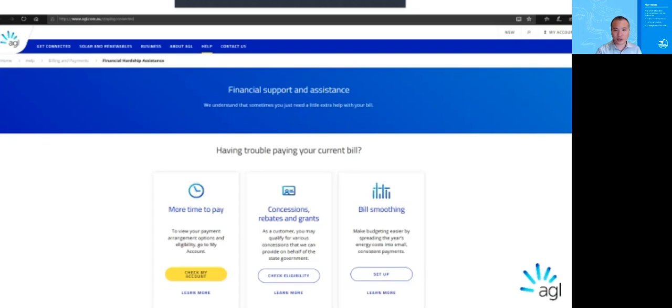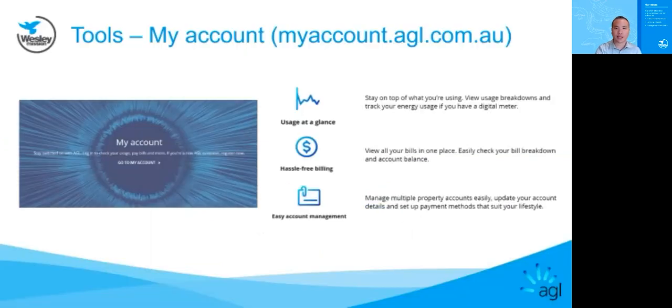Okay, so financial support and assistance. So you can see the AGL website, staying connected. You can see, you can connect on the website. More time to pay. They'd rather know if you don't want to pay, if you can't pay in time. There's concessions, rebates, grants, and you can do bill smoothing online. Your My Account, you can see everything there. Maybe you can get your clients to set up their online accounts.